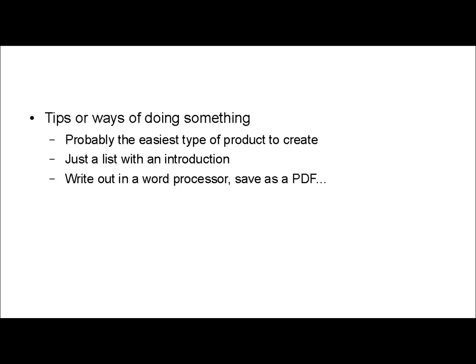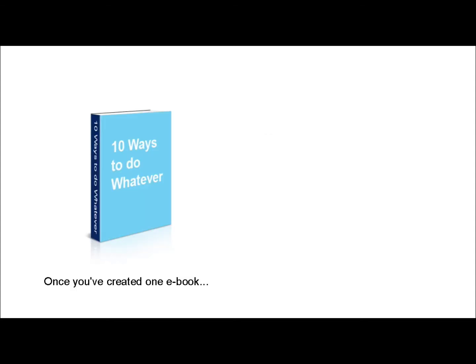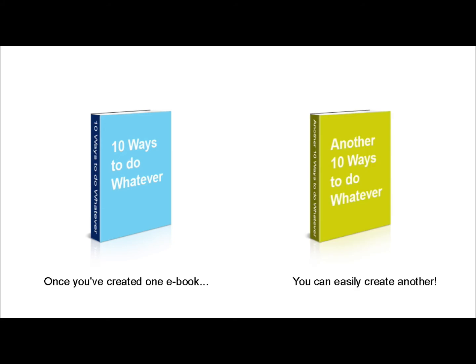And this is probably the easiest type of product to create, because basically it's just a list with an introduction, and you can simply write it out in your word processor, save it as a PDF, and voila, you have an ebook. And the great thing is that once you've created one ebook, you can easily create another and another and another, and the list just goes on and on.